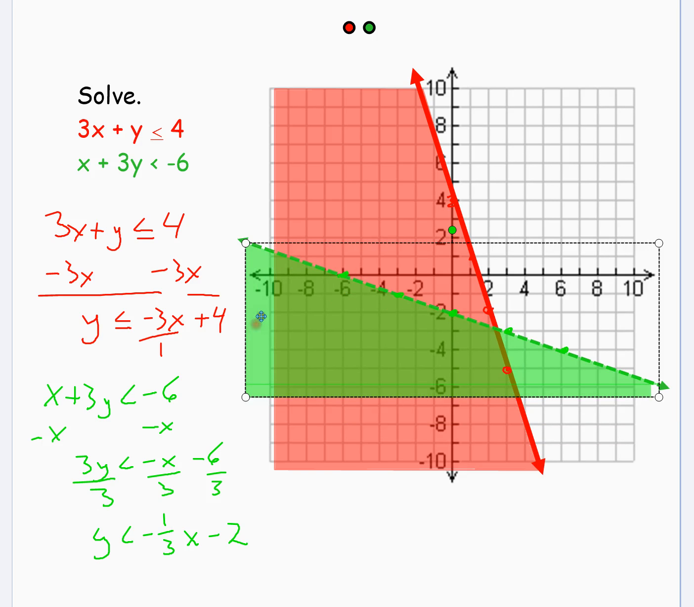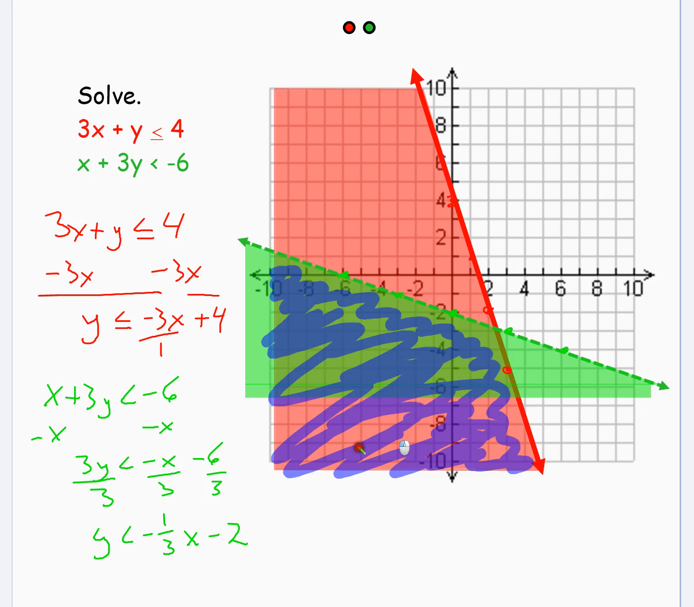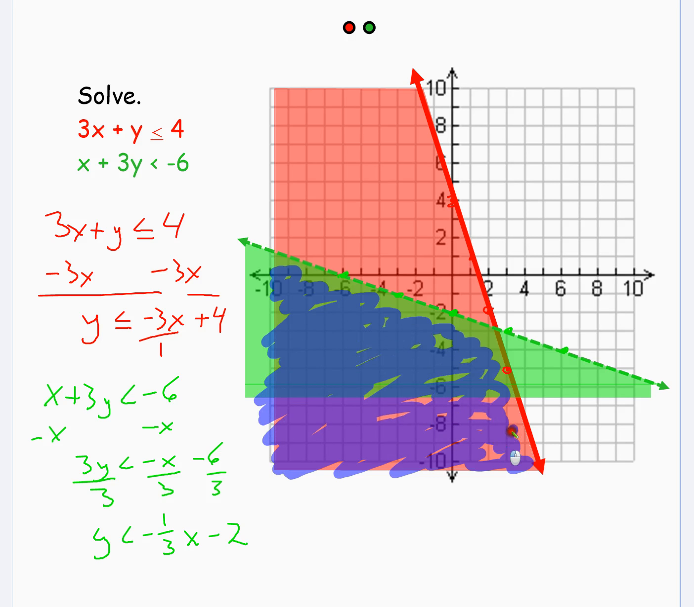And for our answer, our answer is everywhere where these graphs overlap, so our solution is going to be down here where they're overlapping all in this section. And so what this means is that all these points in this shaded section will make both of these inequalities true. And so we can pick any point in there. Now remember, the points on this dashed line will not work, but the points on the solid line will work. So that is the solution to this inequality.